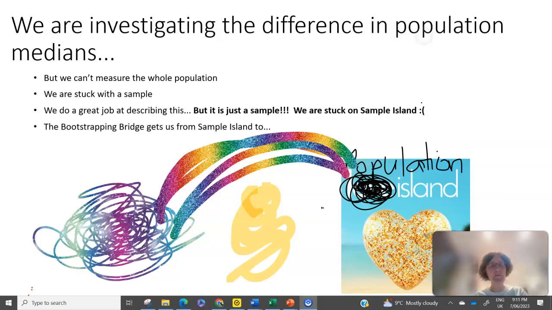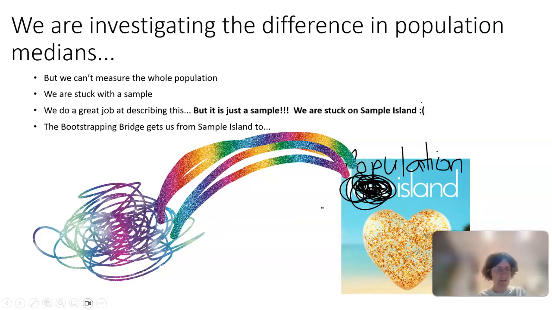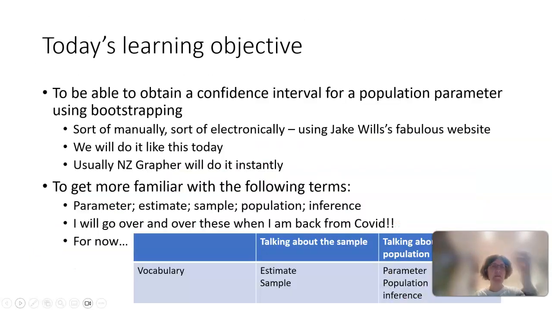Okay, so moving on from population island, how are we going to do this? Well, we're going to use bootstrapping. Never have me in the picture because it just goes better. Right, okay, on to the next slide. So we're going to do this using NZGrapher, but today we're going to go and do it really slowly. Usually when we do it, we're going to hit one button and NZGrapher will do 1,000 resamples from my samples, and I'll explain what that means in a minute.